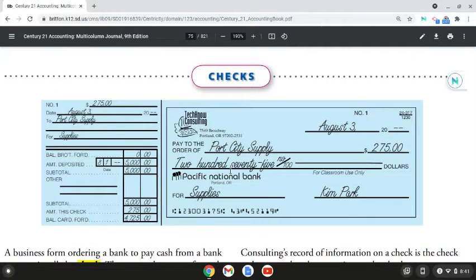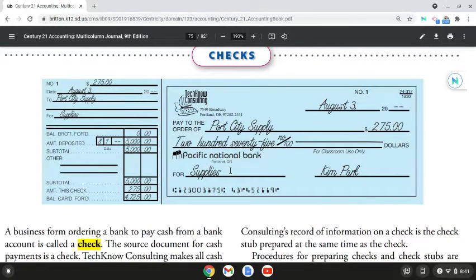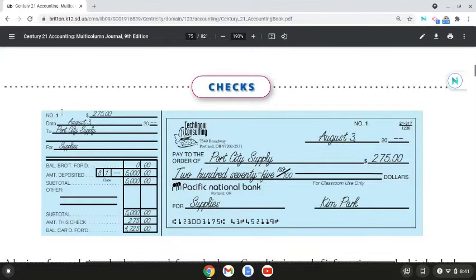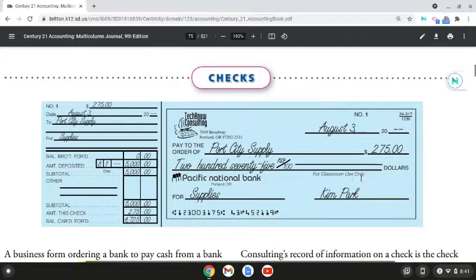Okay, next we'll be talking about checks. So a check is a business form ordering a bank to pay cash from a bank account. So this first part where it says number, date, 2, and 4, that's all going on this check right here. So when we bring that stuff all over, it shows the check number, which is check number 1, has the date, which is August 3rd of, let's say, the current year. It says paid to the order of Port City Supply, has the amount written in number form, has the amount written in word form, says that it's for supplies, and it's signed by Kim Park.